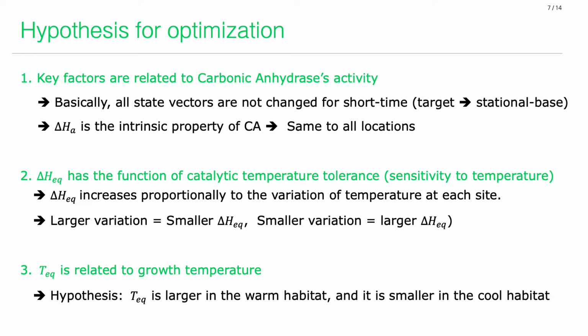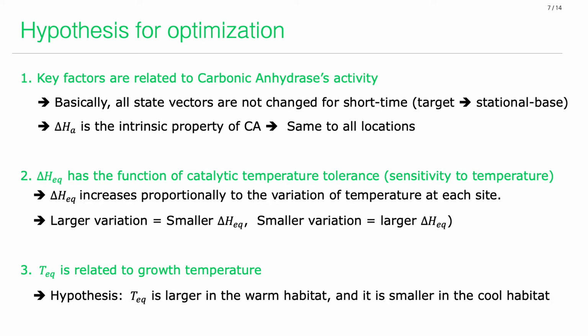To determine the four key variables, we use three kinds of hypotheses. First, those key factors are related to CA's activity and do not change over a short time, so we will find the factors as stationary. The activation energy delta HA is an intrinsic property, so we use it as a fixed value.